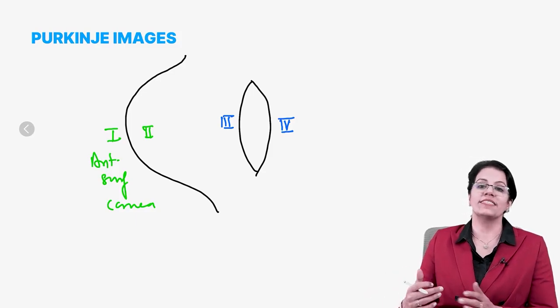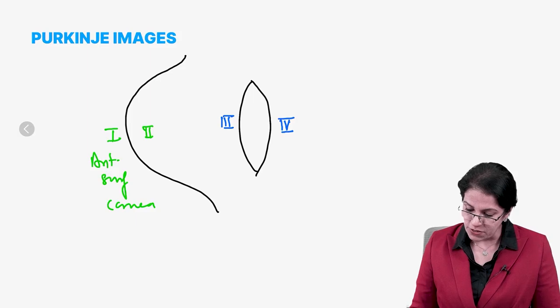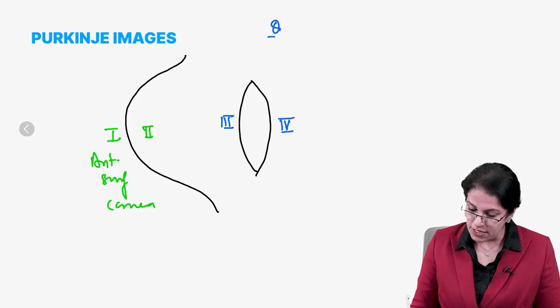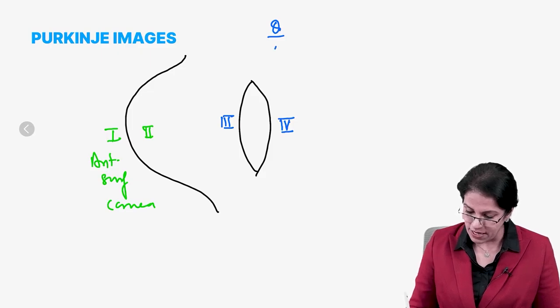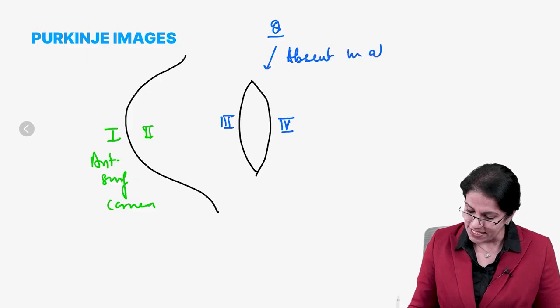So what are the questions that are asked here? First question: which are the images absent in aphakia? You all know it is 3 and 4. Images absent in aphakia, common sense, we will answer it is 3 and 4.